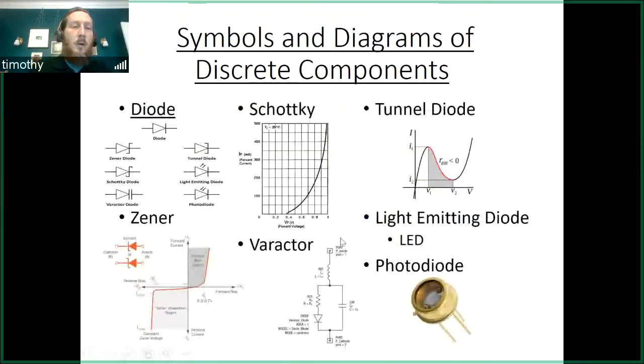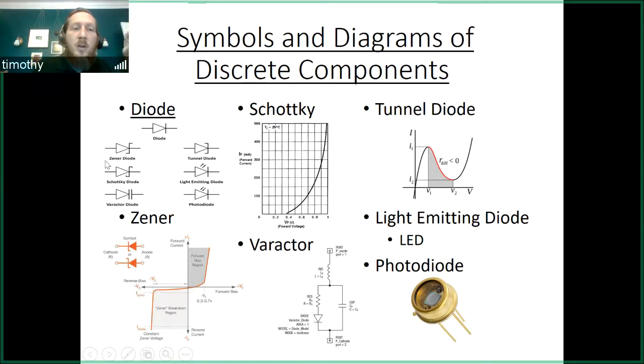Diodes. So we have a whole bunch of different styles of diodes. First, the symbol at the top, this is our normal diode. You put a forward bias on the voltage and current will flow through. You put a reverse bias on the diode, nothing happens.